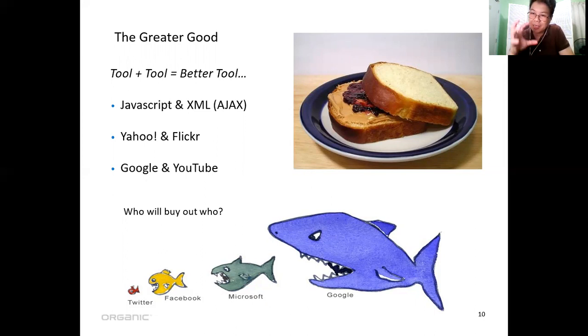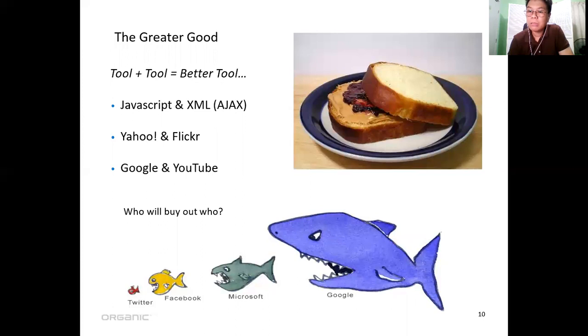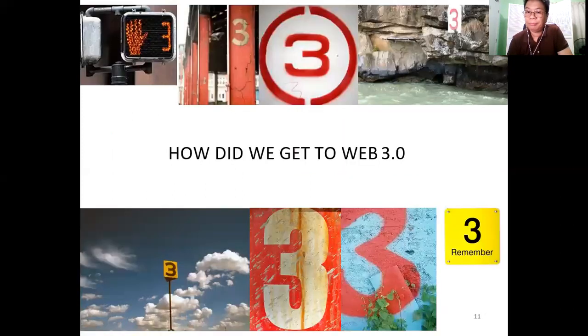So that's why there's a drawing. Twitter, then Facebook, and then it becomes Microsoft, and then Google. So you see the drawing of the fish, right? Will they eat up everyone else, or will Google eat up everyone else, or not? So that's the greater good. So there are two: the greater good and the survival of the fittest. So which is which? How did we actually get to Web 3.0?